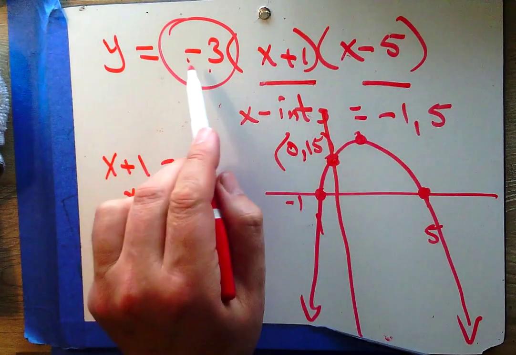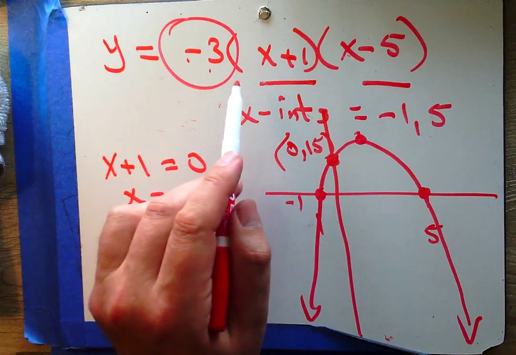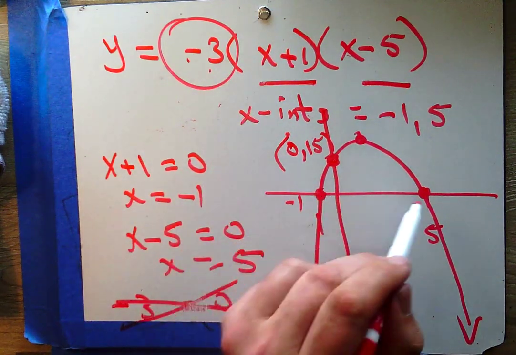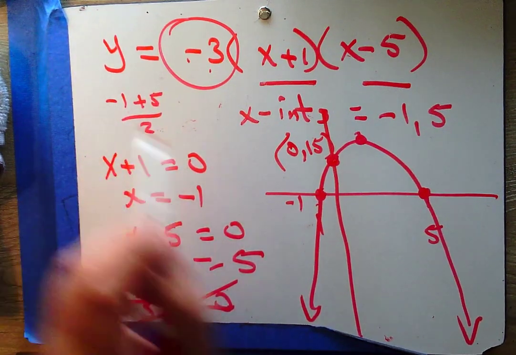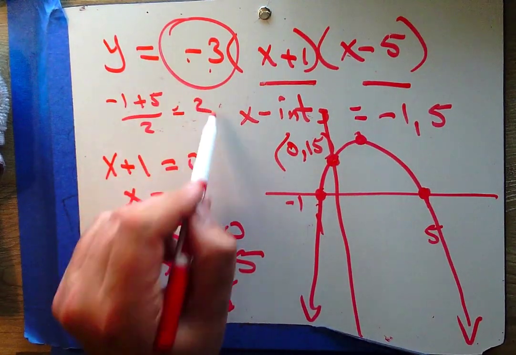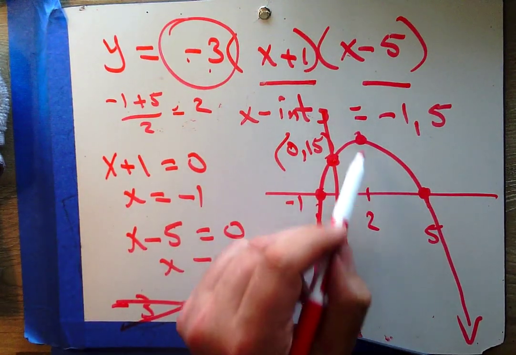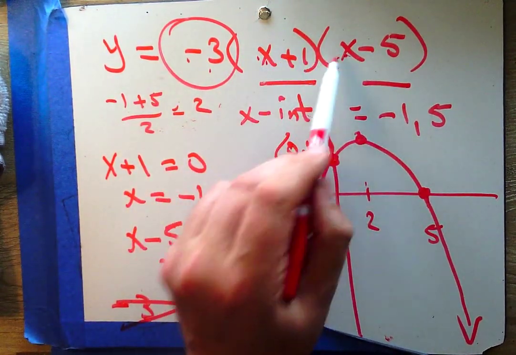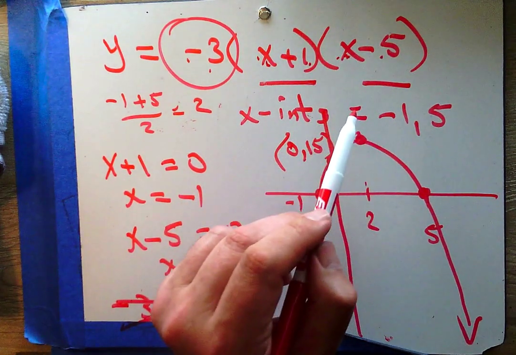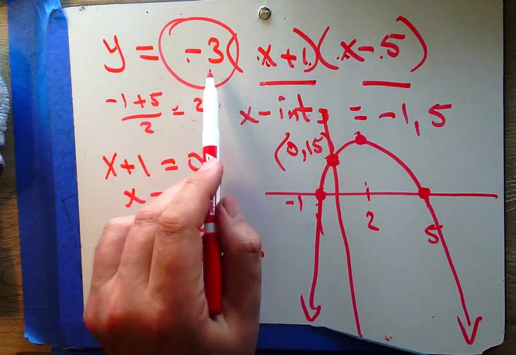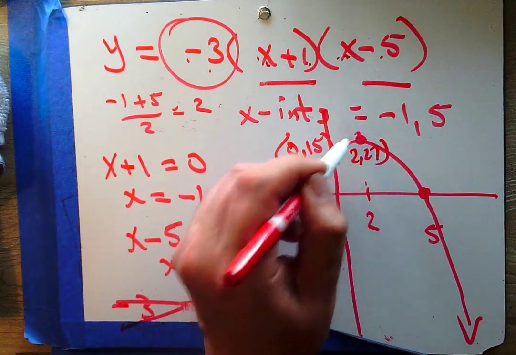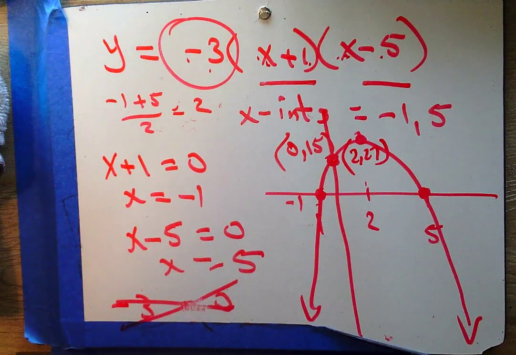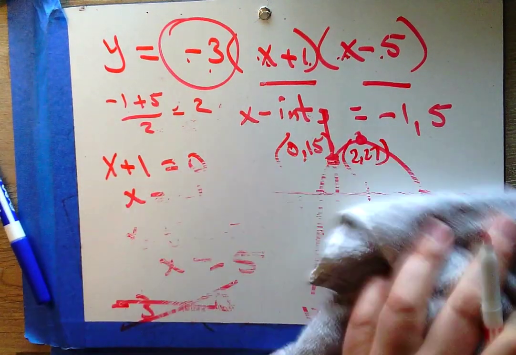I can find this vertex. I probably wouldn't do it by foiling this out and using minus b over 2a. I myself would probably add these numbers together, negative 1 plus 5, and average them. The average of the x-intercepts is the x-coordinate of the vertex. So if I plug a 2 into each of these, I'm going to have 3 times negative 3, which is negative 9, times negative 3 is positive 27. So 27 there.